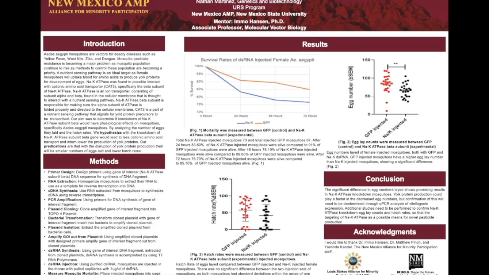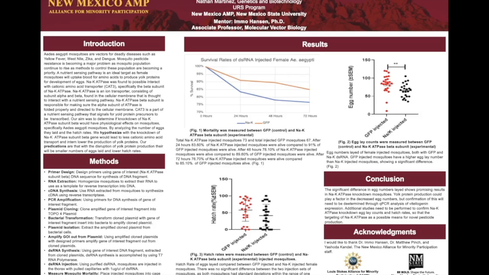We predicted that the disruption of yolk protein production would lead to a smaller number of eggs laid and lower hatch rates. So for our methods, we first designed our primer, which was going to be used to amplify our gene of interest. We then extracted RNA from mosquitoes in order to reverse transcribe this into DNA, and this is where our cDNA synthesis technique was used.